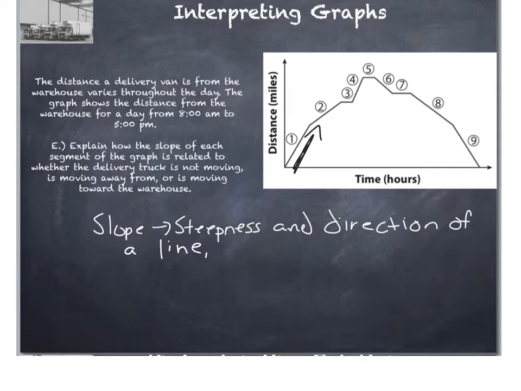And a zero slope is represented by a horizontal line. Anytime you have a horizontal line, we say that we have a zero slope. When we have a zero slope, that shows that the delivery truck isn't moving at all. And you probably guessed it already, when we have a negative slope, that means the truck is moving toward the warehouse, okay?